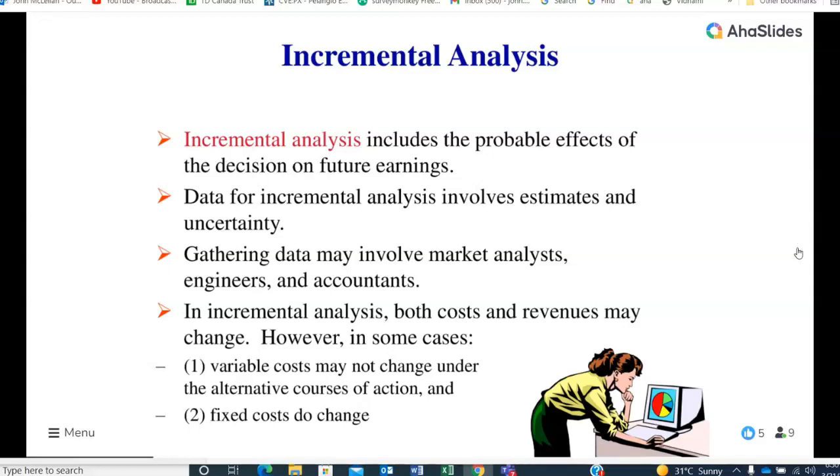We also bring in a lot of other data other than accounting data. We might involve market analysis. We bring in engineers. What do they think about this? And so on. But we focus on both costs and revenues, that is, the costs and revenues that are different between the alternatives. Sometimes variable costs, which you think might be changed between alternatives, are not relevant. They do not change under the course of action. Fixed costs, which you may think don't change, may be relevant because this alternative involves an additional fixed cost.